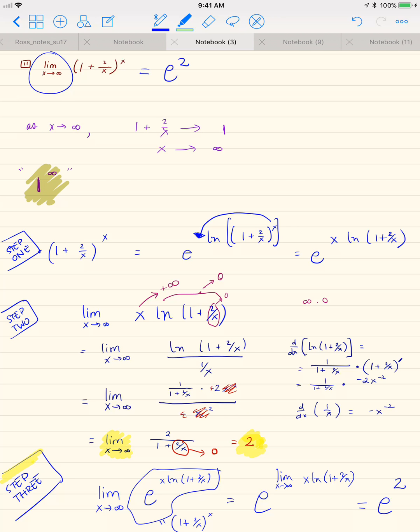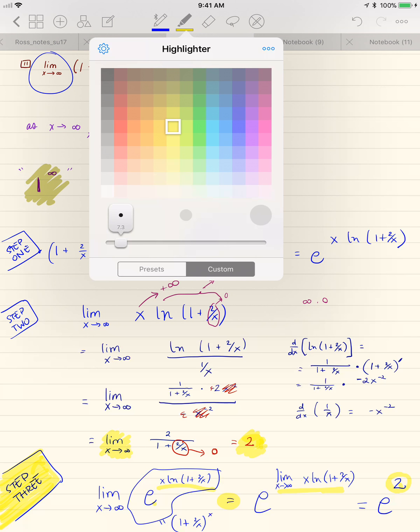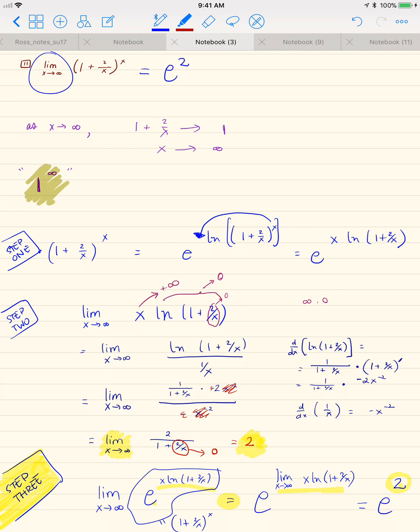Now we're ready for step 3, and step 3 was essentially to write that the limit of e to our exponent is the same thing as e to the limit of our exponent, which we just calculated is equal to 2. So our answer up here, maybe we can put it in a big red. Our answer for our original limit was that our limit is equal to e squared.